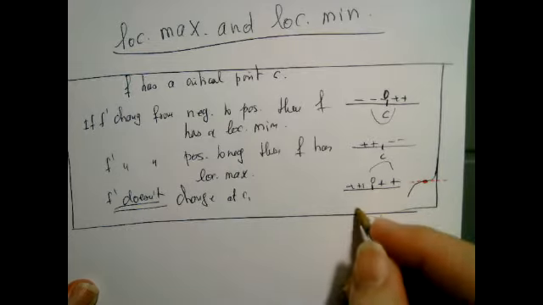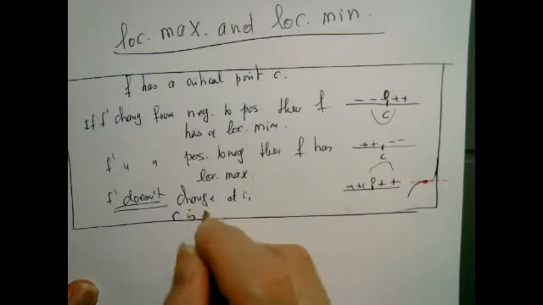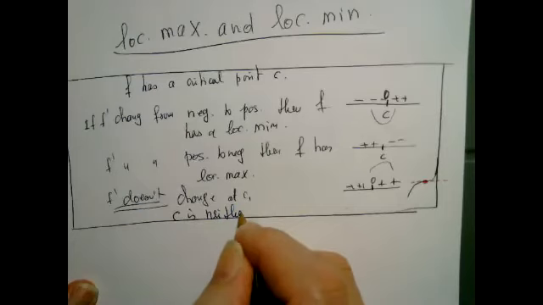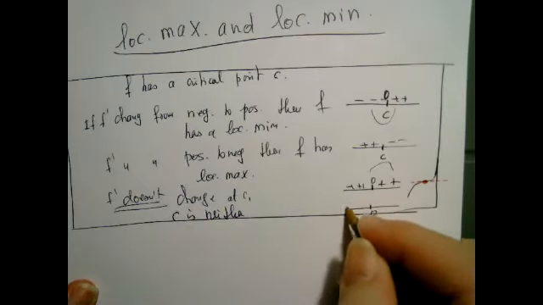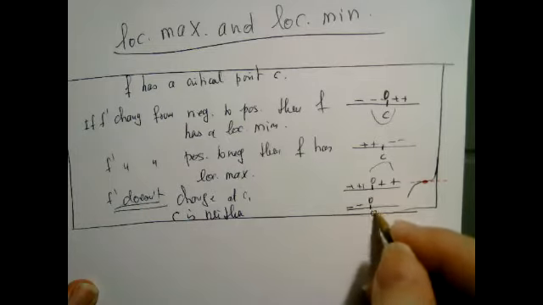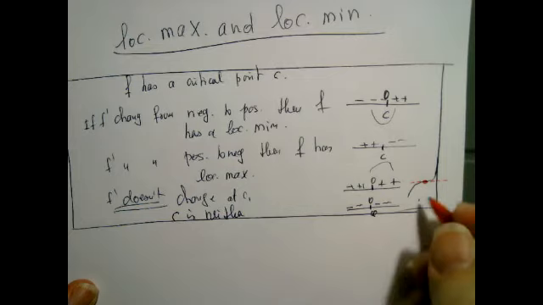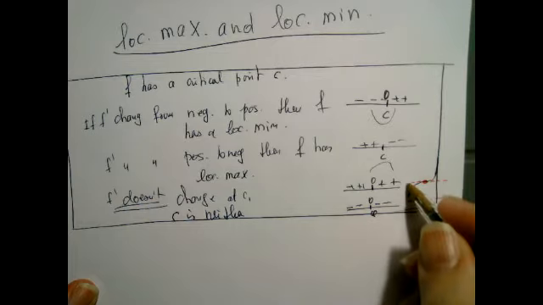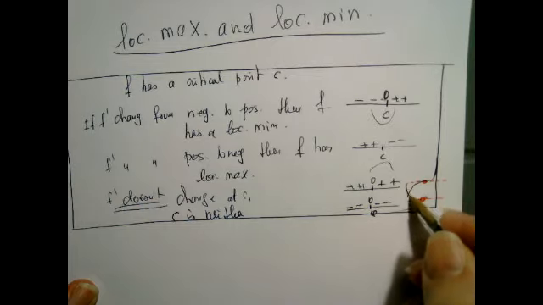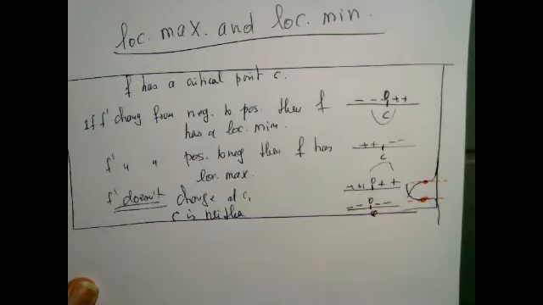Okay, now, if it's negative on both sides, F prime doesn't change sign, so C is neither a max nor a min. And it's like this, and it's very important to know how to sketch that. Again, that's my critical point right there, and this is my function. It's decreasing. It flattens because the derivative is 0. And then it goes like this.